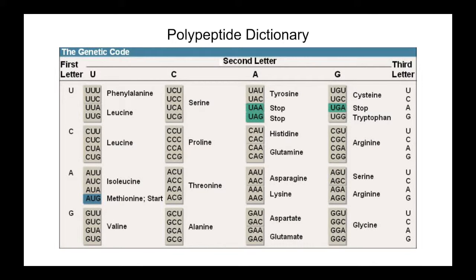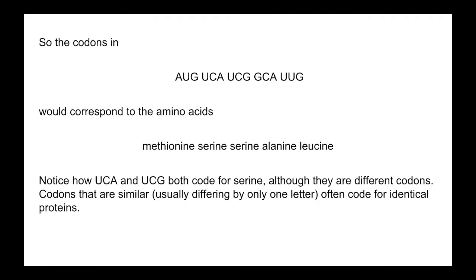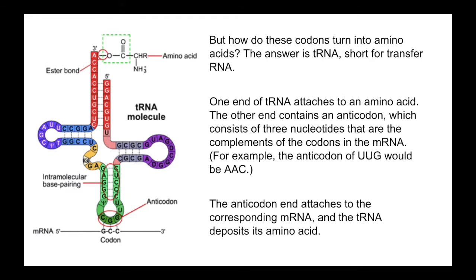This is a dictionary that shows how amino acids correspond to codons. So AUG, UCA, UCG, GCA, UUG would code for methionine, serine, serine, alanine, leucine. Notice how 2 different codons can still code for the same amino acid. But how do these codons get translated into amino acids?